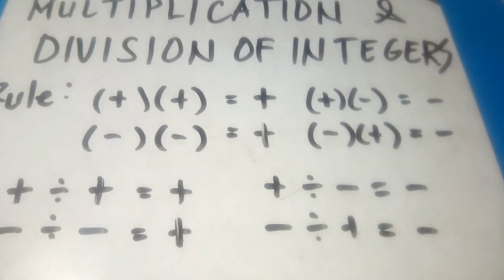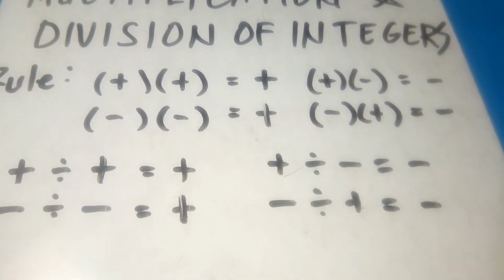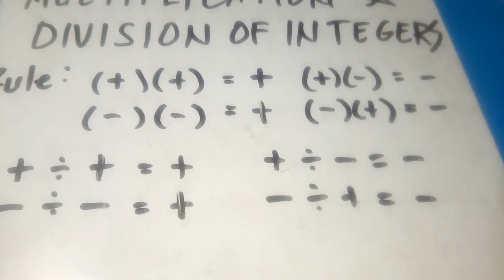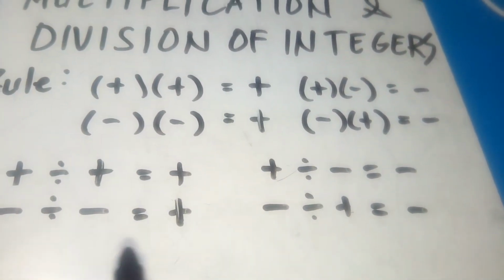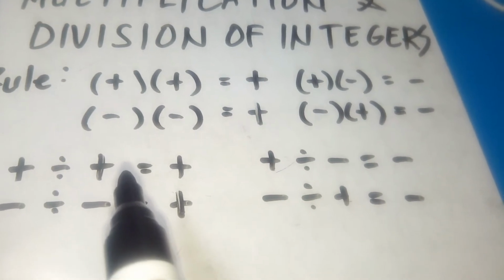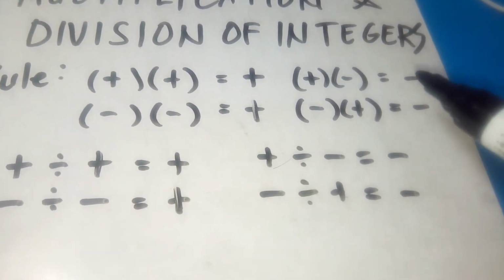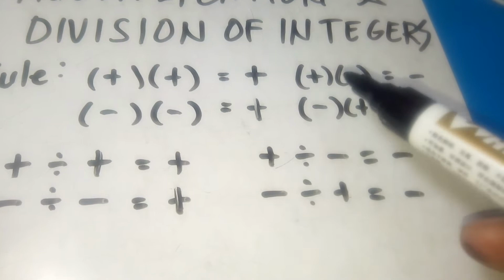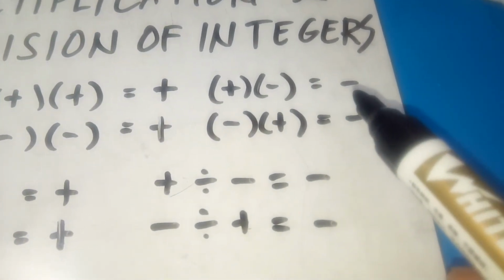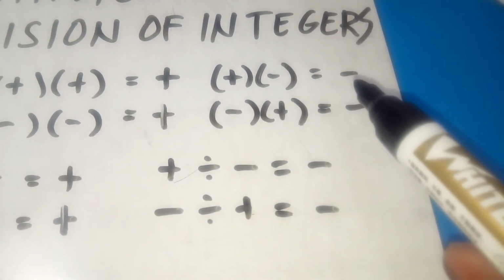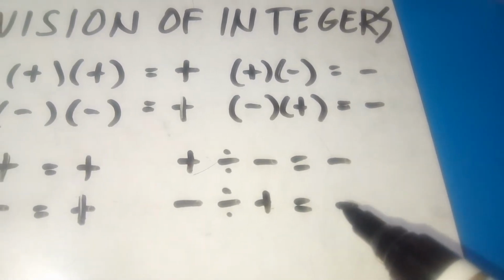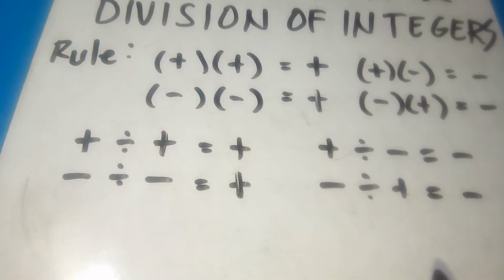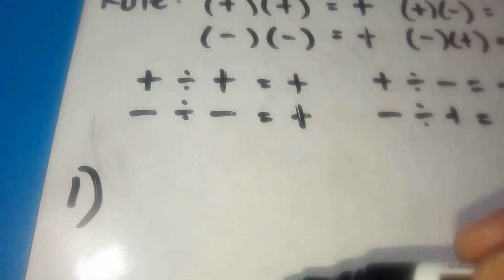So to sum up, the product and quotient of two integers having the same signs is always positive. Whereas the product and quotient of two integers having different signs, the result will always be negative. So let's have an example. Let's say you have example number 1.